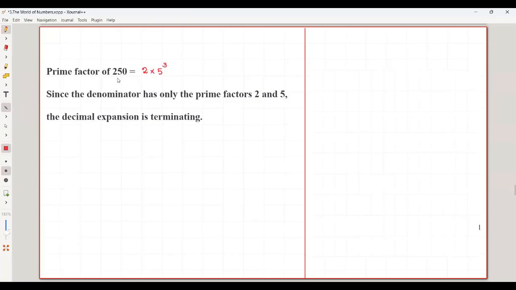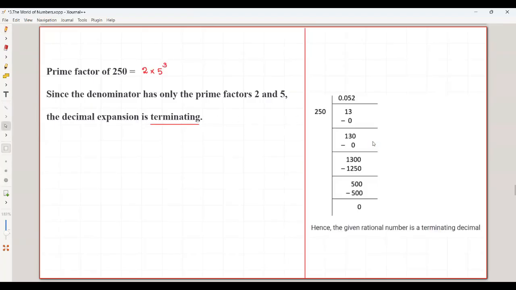Okay, 2 into 5 cube, we will be getting 250. Since the denominator has only the prime factors 2 and 5, the decimal expansion is terminating. Now again you have to check by long division. If you divide 13 by 250 with normal division, you'll get 0.052. The decimal expansion is a terminating decimal. It has an end.